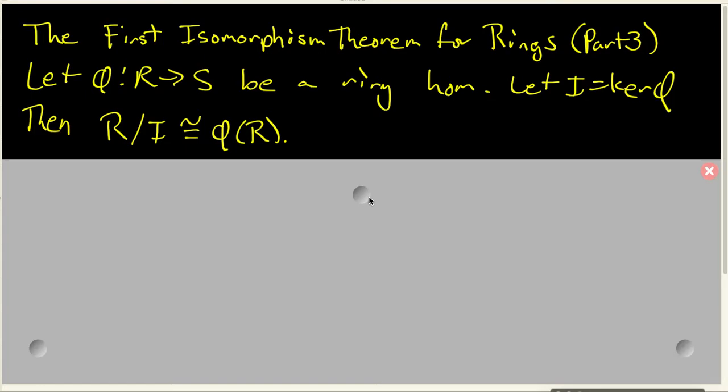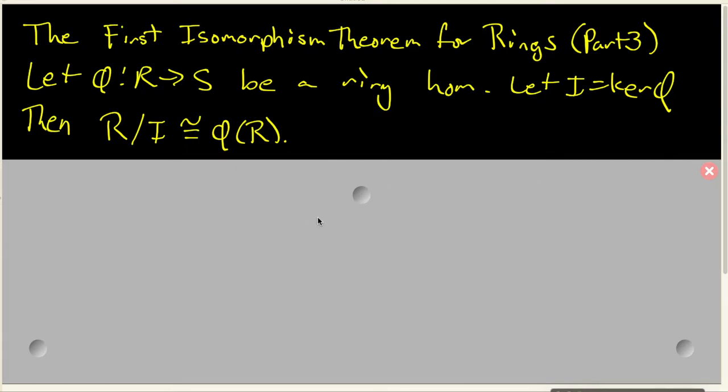In this video, we finish the proof of the first isomorphism theorem for rings. And I want to start by reminding you that the theorem says that if we have phi as a ring homomorphism from R to S, and I is the kernel of phi, then the quotient ring R mod I is actually isomorphic to the image of phi.